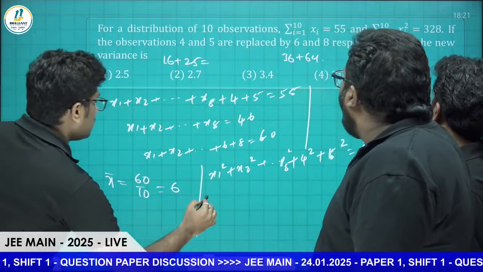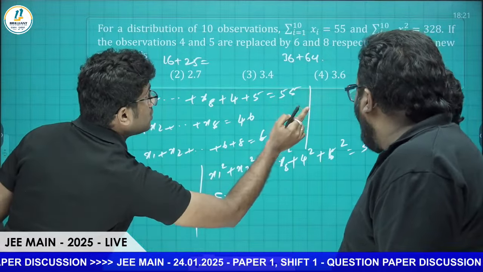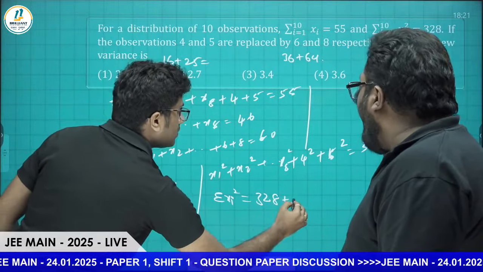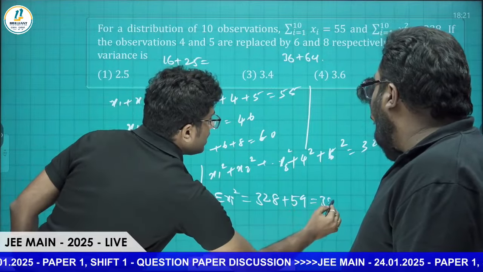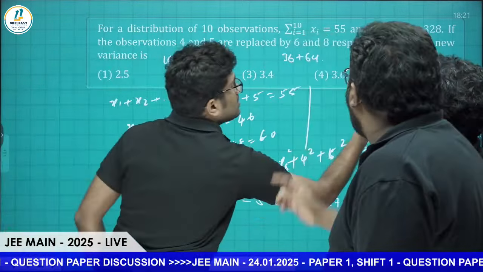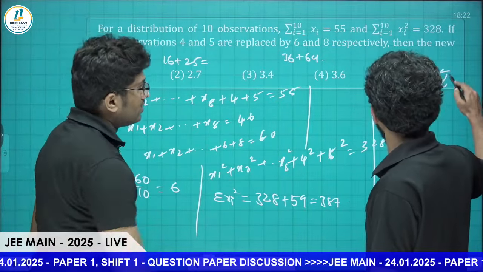So the sum of xi square will be 328 plus 59. That is 387. So now, we have the formula for variance directly: sigma x square by n minus x bar whole square.